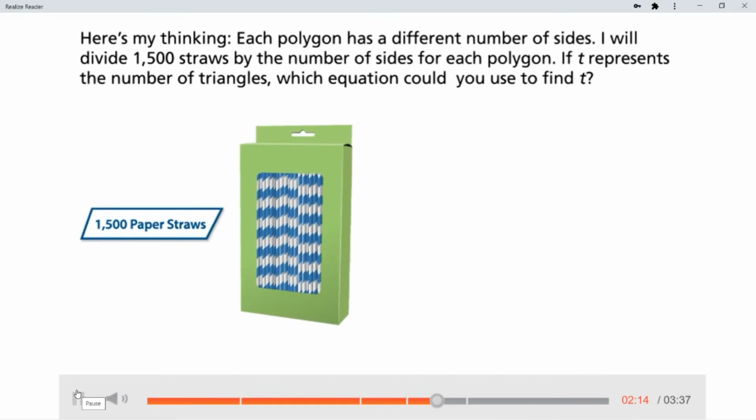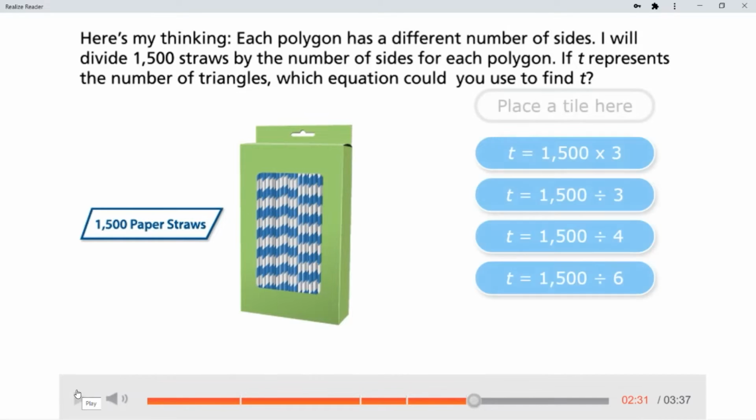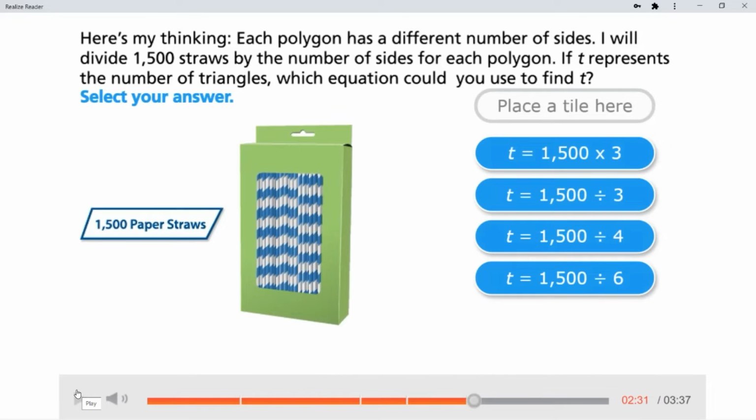Here's my thinking. Each polygon has a different number of sides. I will divide 1,500 straws by the number of sides for each polygon. If T represents the number of triangles, which equation could you use to find T? Select your answer.